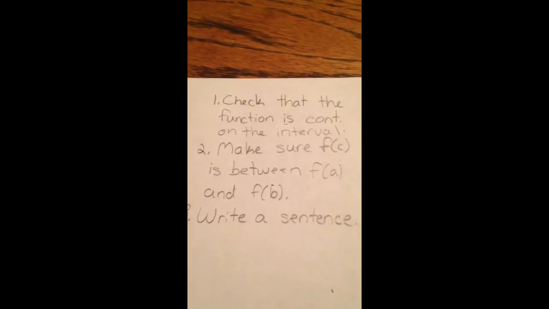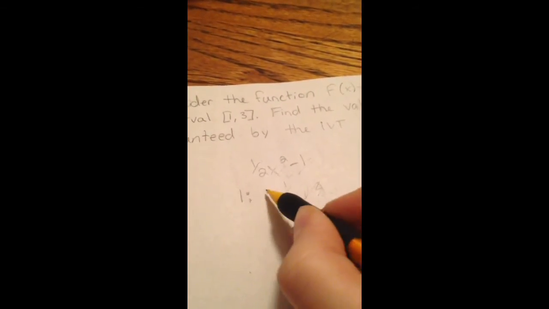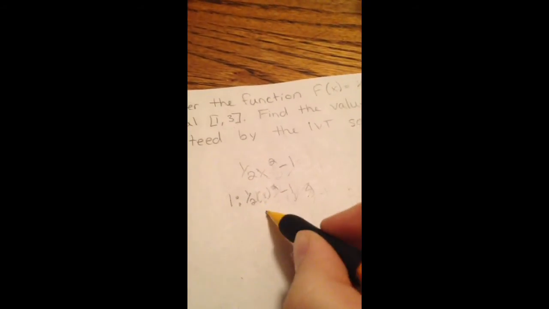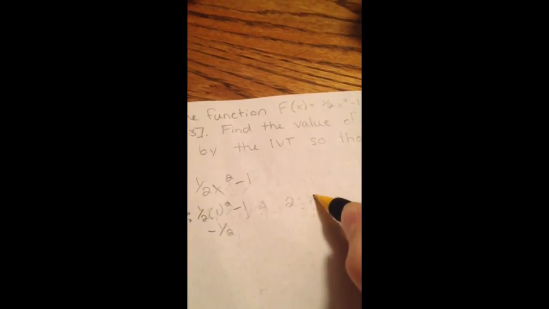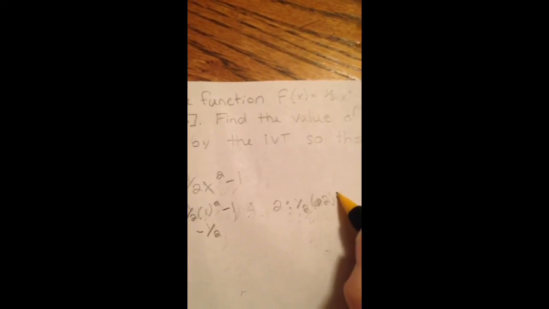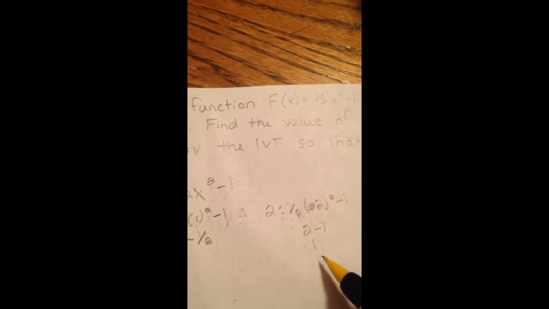Make sure that f of c is between f of a and f of b. Well, our f of c is 2, and our f of a and f of b are what we get when we plug 1 and 3 into our function. So I'm going to go ahead and do that. When we plug 1 in, we get 1/2 of 1 squared minus 1, which is negative 1/2. And when we plug in 2, we get 1/2 of 2 squared minus 1, which is 4, 2 minus 1, it's 1.